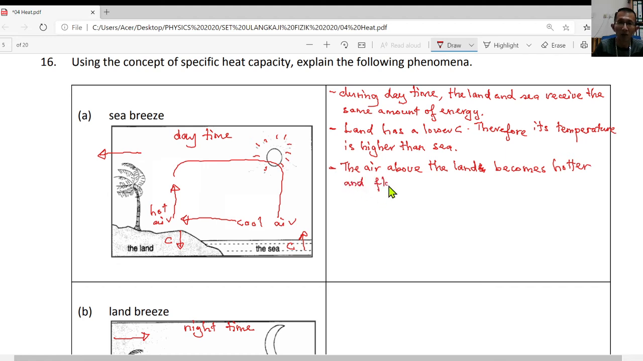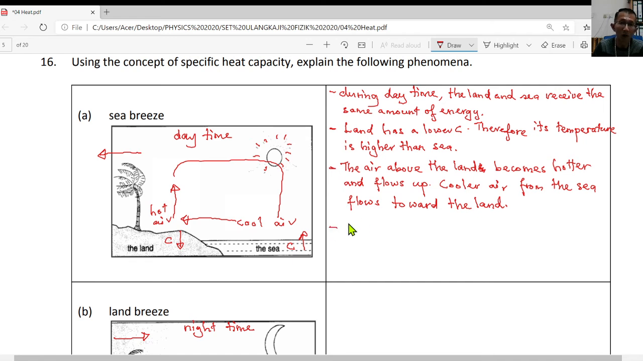And it will flow up. Okay, and then what happens is cooler air from the sea flows toward the land. Okay, so that is point number three. And then we go to the last point.